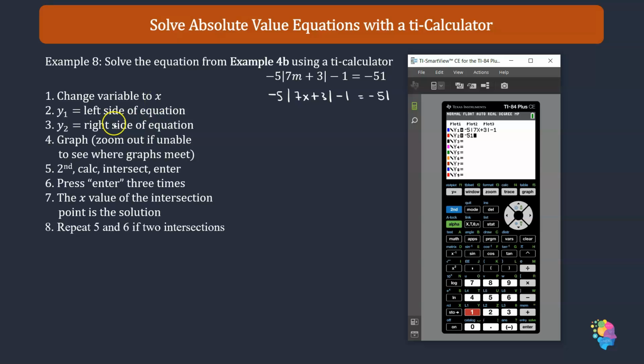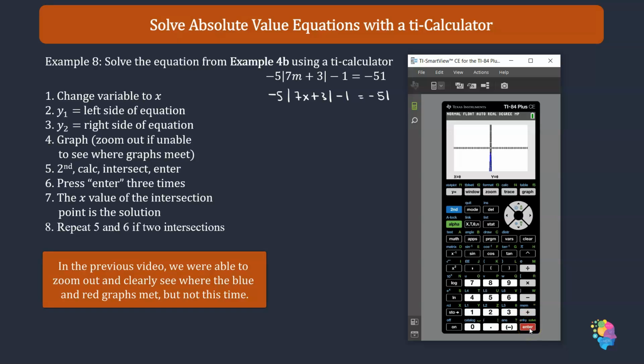We've done y1, y2. Now we need to graph it. Let's see what we find. Let's go back to y1 for a second. The blue one is the left side. The red one is the right side, but I only see blue here. That means that I'm going to have to zoom out to be able to see where the graphs meet. So we're going to go zoom, and we are going to zoom out. That's 3. Press enter. I still don't see it.